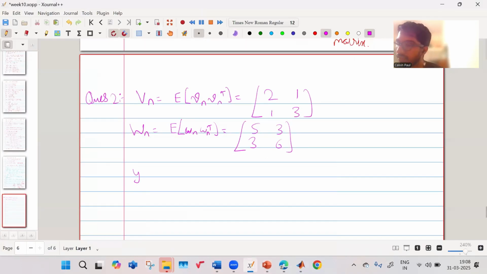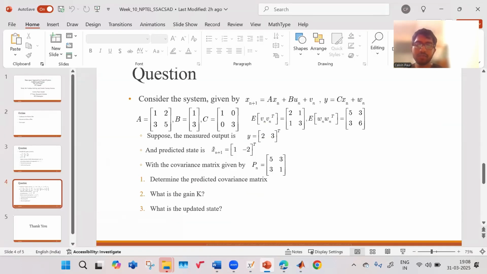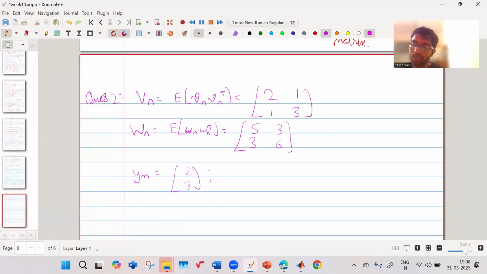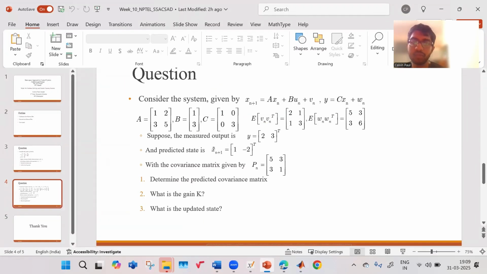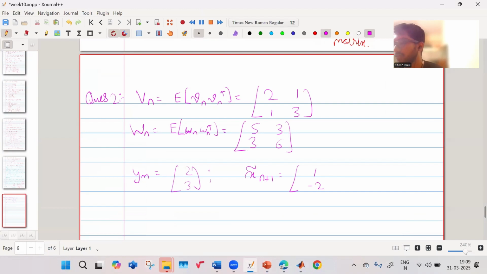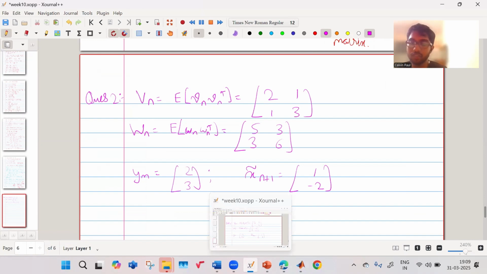Okay. Next, they're saying the measured output is y, is 2, 3. So we have measured y at some particular instant. We got a measurement of y is 2 and 3. Very nice. Then we will see the predicted state. The predicted state in the Kalman filter algorithm, your x tilde n plus 1, that is actually given by 1, minus 2. So this is the predicted state which our algorithm has computed based on the previous input, previous covariance matrix, and various things. So this also is given.